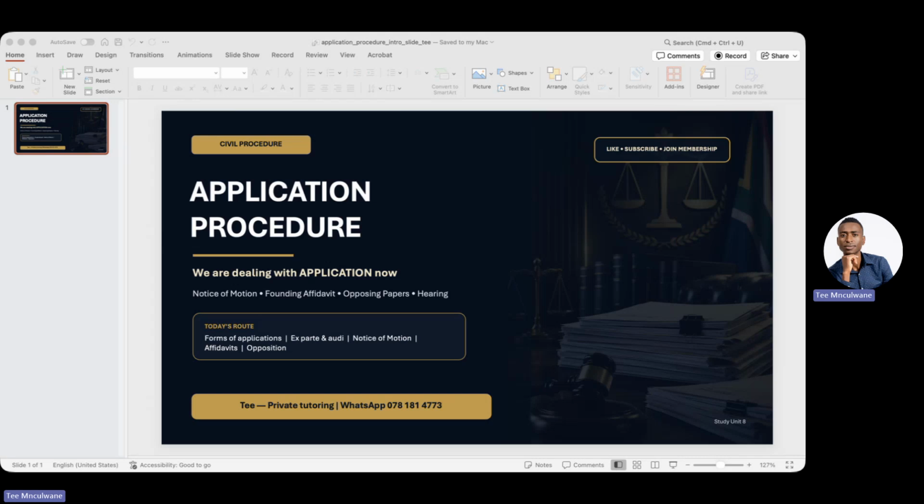Thandi owns a house. Her neighbor is Sizwe. Sizwe starts digging near the boundary wall. Thandi believes the digging will damage the wall. She has photographs, a builder's report, and WhatsApp messages showing that Sizwe intends to continue digging. Should Thandi bring an application, right? Yes, most likely. She wants an interdict to stop Sizwe from continuing.